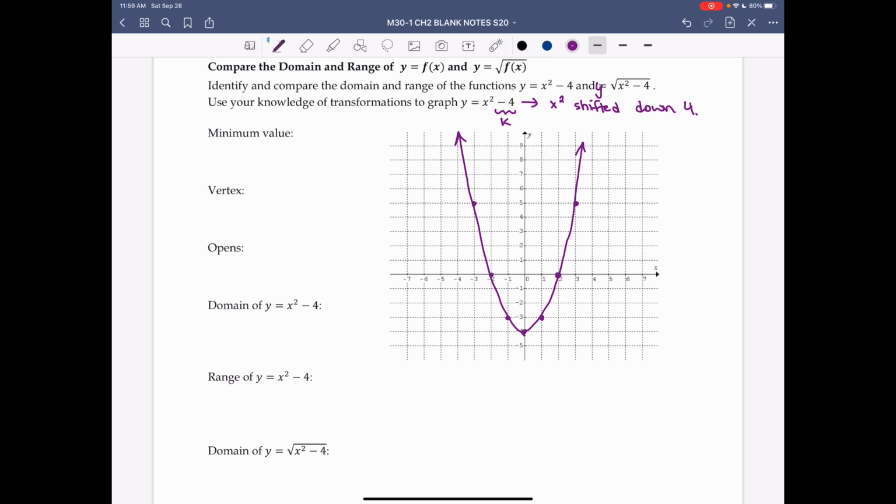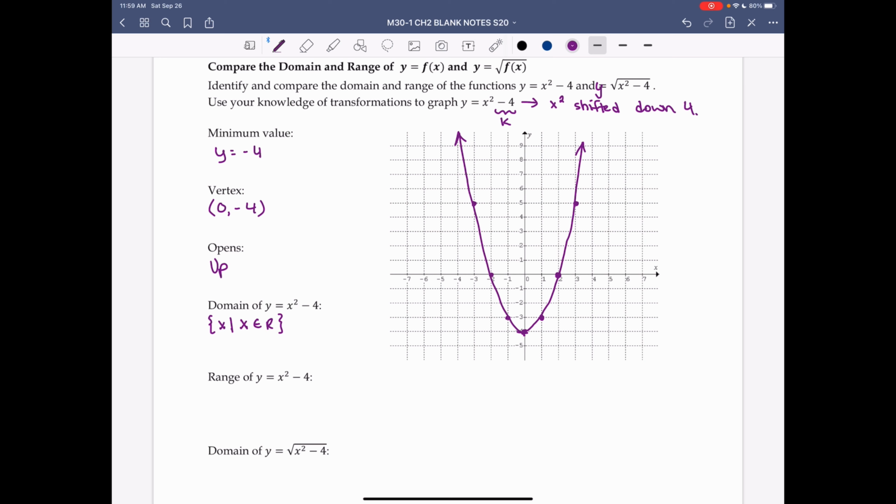Okay, some information about our quadratic minimum value. The minimum value is the y value of the vertex, which in this case is y equals negative 4. The vertex is at (0, -4). It opens up. The domain of x squared minus 4, the domain of all quadratics, unless it's a word problem, is x such that x is an element of the real numbers.